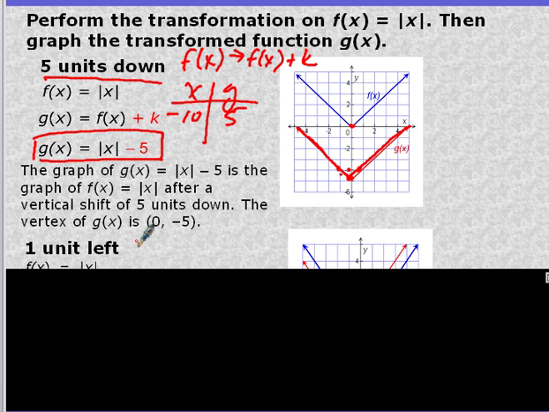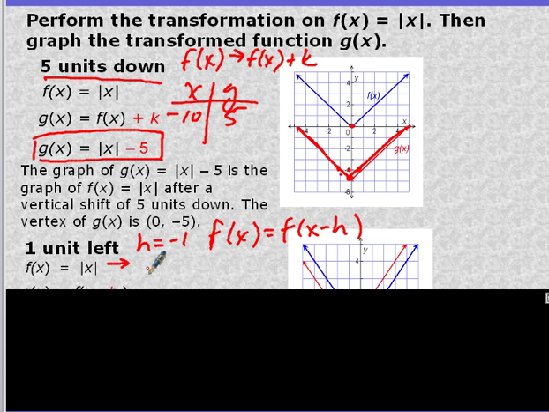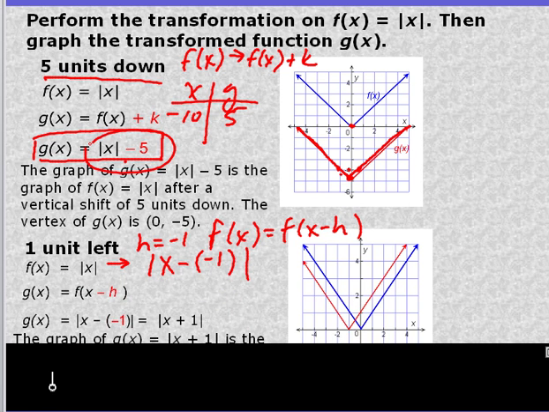Okay, 1 unit left. So left means we're going to have an h equal to negative 1. So f of x equals f of x minus h. That means we're going to put our negative 1 inside our function. So we're going to have x minus a negative 1. It goes right inside the absolute value function, which is the difference between our vertical change and our horizontal. The vertical change is outside the boundaries of the absolute value. Horizontal is going to be inside the boundaries. So a negative of a negative, this becomes our transformed function.